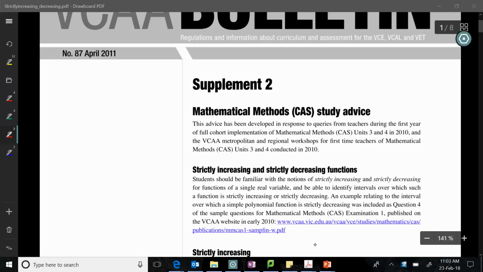The definition I gave to you guys, I said if it's strictly increasing, then the properties were x2 greater than x1 and f of x2 needs to be greater than f of x1.